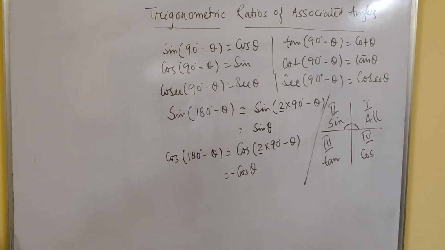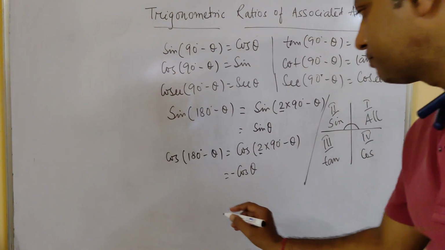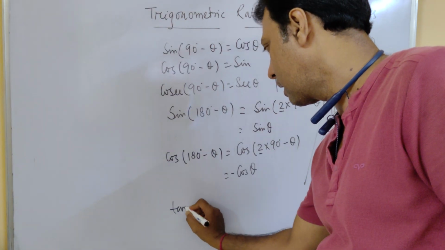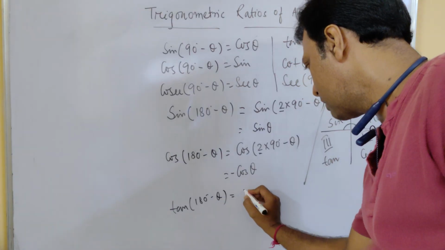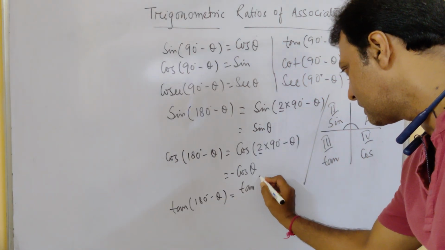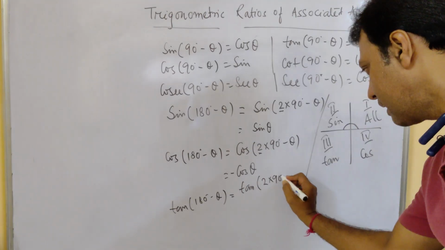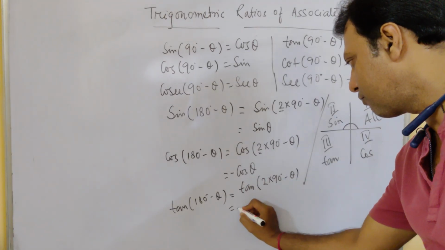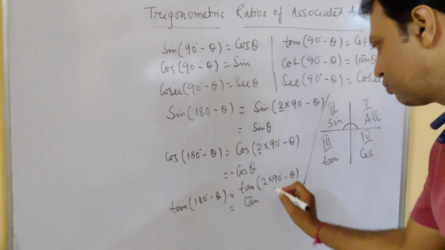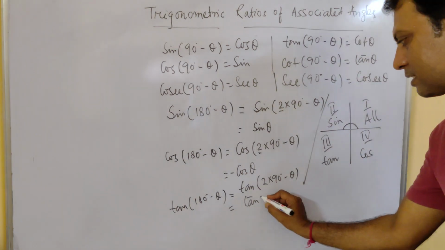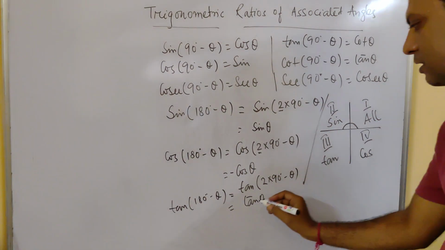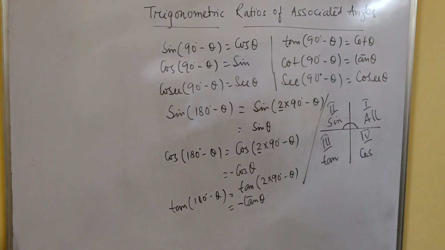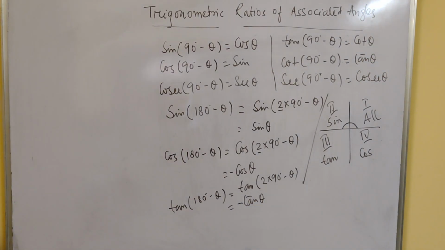Similarly, we may evaluate tan. Tan 180 degree minus theta, we may write tan 2 into 90 degree minus theta. As 2 is multiplied, an even number, it is tan, but here also it lies in the second quadrant, so it is minus tan theta. So tan of 180 degree minus theta is equal to minus tan theta.